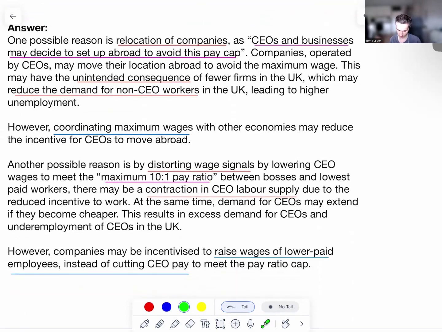However, companies may be incentivized to raise wages of lower paid workers instead of cutting CEO pay to meet the pay ratio cap. So this is a way to do the 8-mark where you've got 2 short evaluation points rather than 1 extended evaluation point.